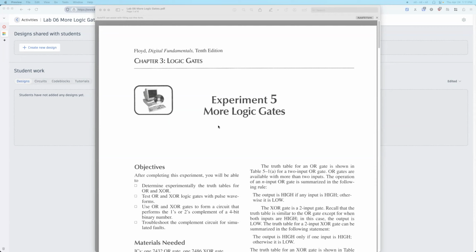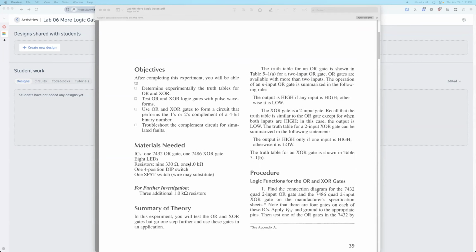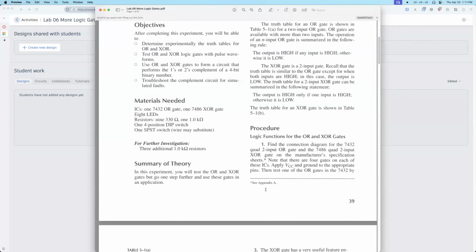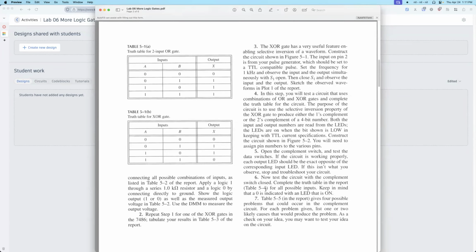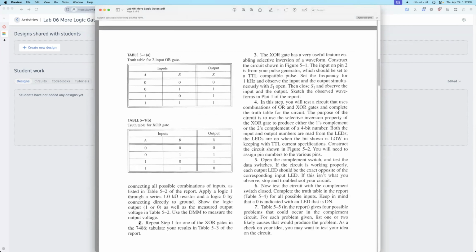Okay, so this is the last lab in this semester. So, more logical gates. For this one, we will use two chips, 7432 OR gates and 7486 XOR gates. For this lab, we won't do the OR lab. For you, just need to do step one, two, and three.